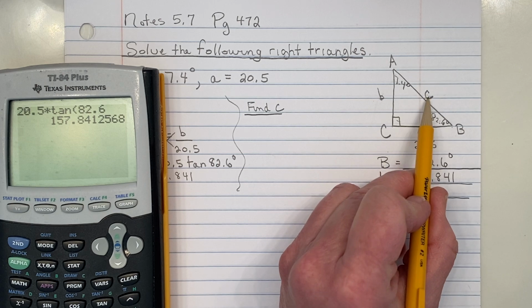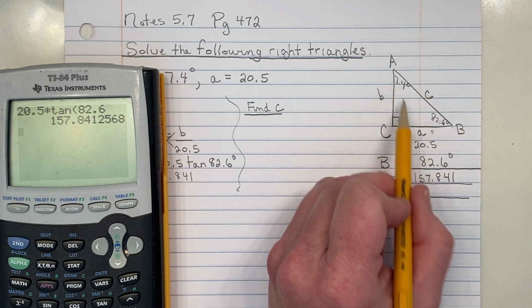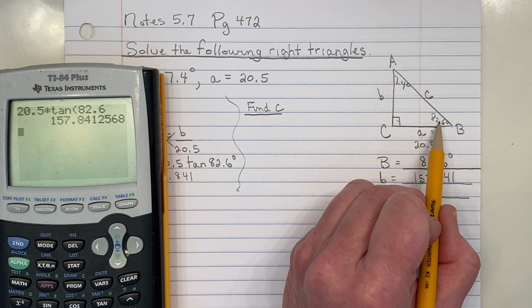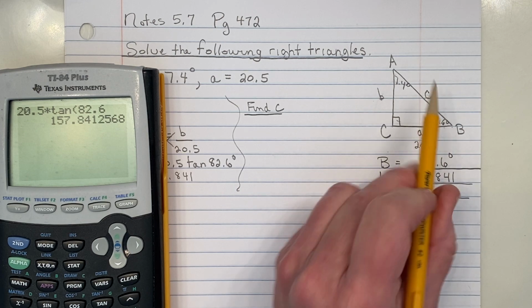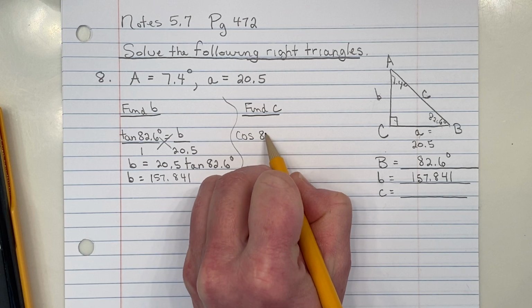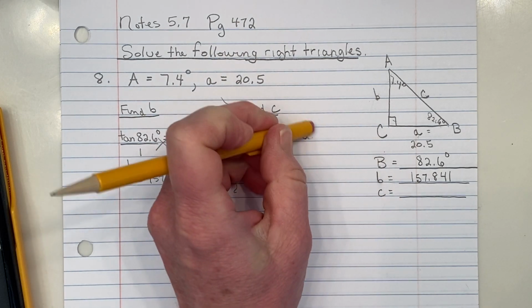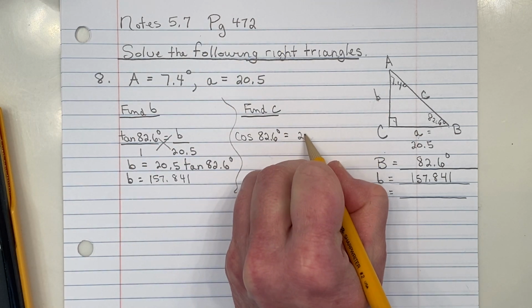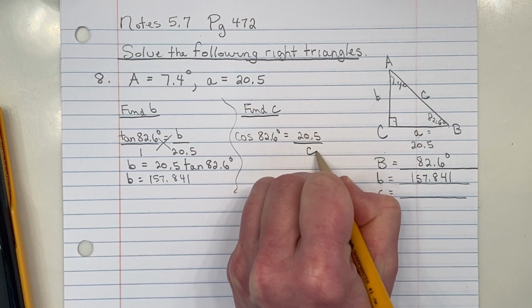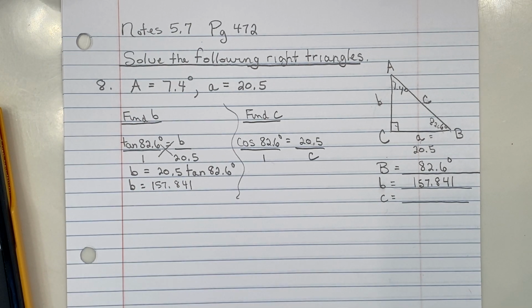If I want to find C, then I choose one of the angles. I think about having angle B, and a trig ratio with the adjacent and the hypotenuse would be cosine. So I could do cosine of 82.6 degrees equals A over, or 20.5, if you will, over C. So it just really becomes a personal preference. Do you want to do Pythagorean Theorem, or do you want to do a trig ratio?